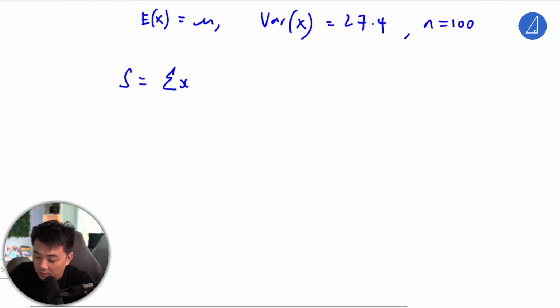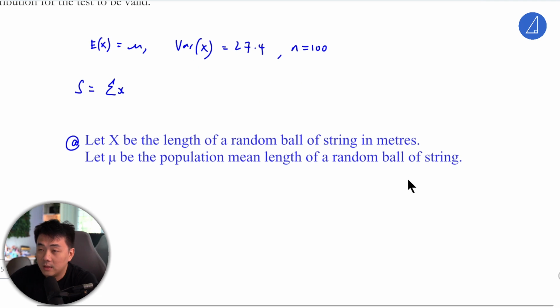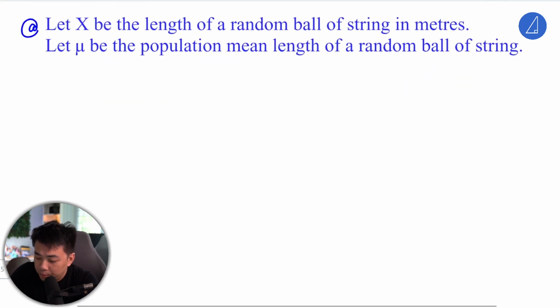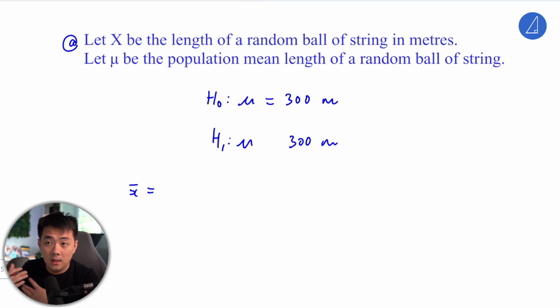So let's look at this. For the first part, I think we just set up this question first. We let X be the length of a random ball of string in meters and mu be the population mean length of a random ball of string. We know that H0: mu equals 300 meters, which is the common belief. Then H1: mu less than 300. The thing about H1 is that overstate points towards the left, but even if you do not know, just look at x bar. You know that this is one tail, not two tails.